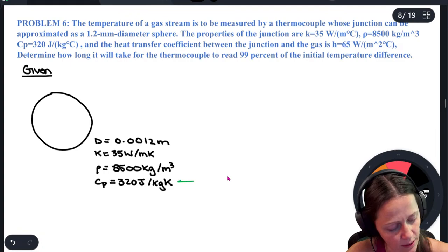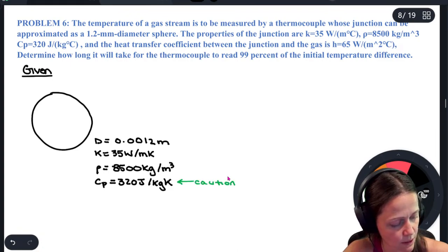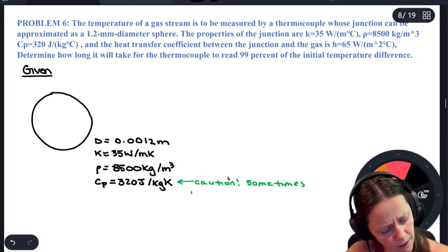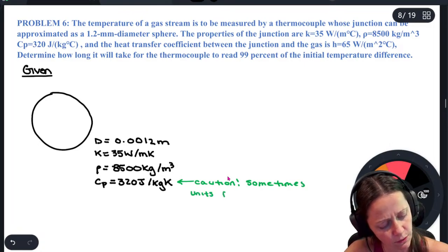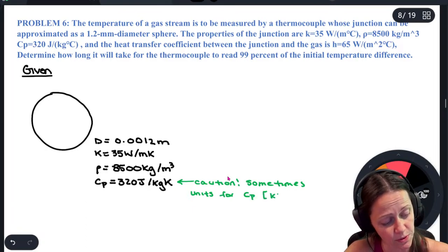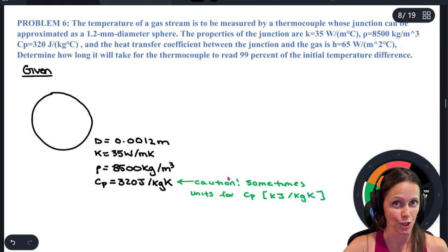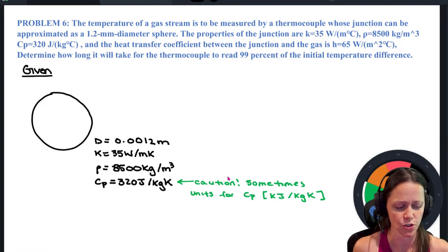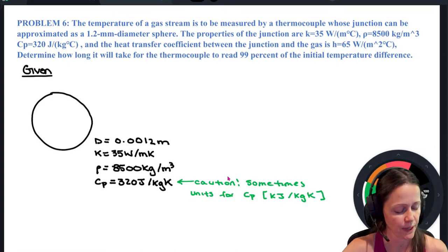You don't need to do any sort of unit conversion or anything like that. I will say a little word of caution. Sometimes those units for Cp are given in terms of kilojoules per kilogram K, and you'll definitely want to change it to joules per kilogram K to make sure that things work out. So just watch your units, that's all.